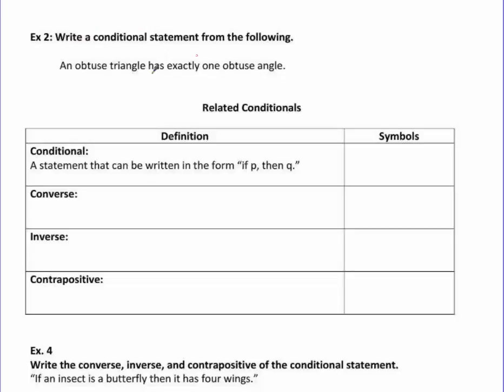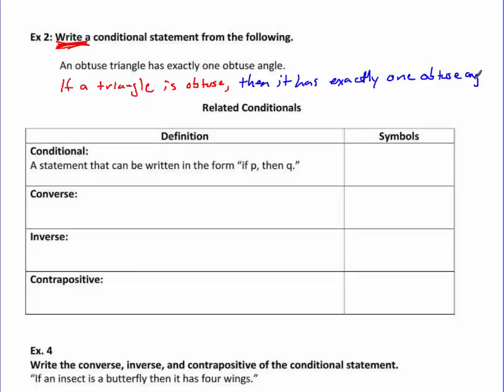So write a conditional statement from the following. An obtuse triangle has exactly one obtuse angle. So, if a triangle is obtuse, then it has exactly one obtuse angle. Okay, notice I changed my colors because I recognize that if it's an obtuse triangle, that's my P, that's my hypothesis, then it has exactly one obtuse angle. That's my Q. That depends on the P.